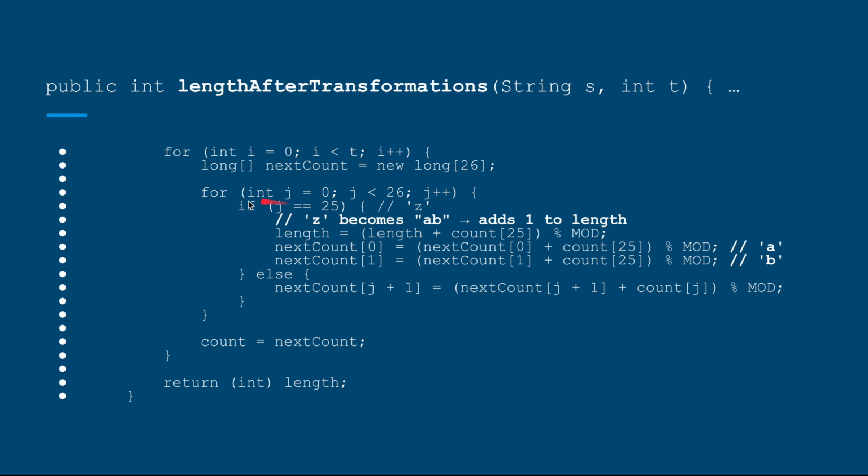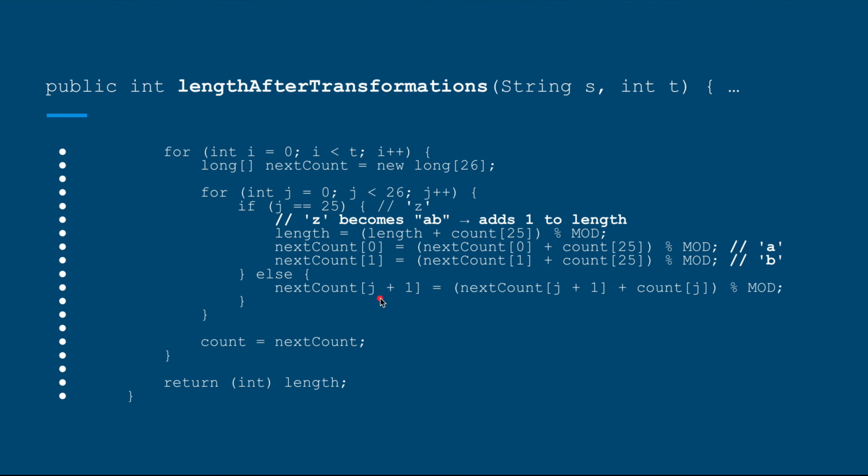And for that, we'll go through all the characters in the count. So let's suppose we have all the characters, we'll check if the character index is equal to 25, right? If it is 25, we'll increase the length by 1. So if it is g, g becomes ab, we are adding one more length, right? How? Length plus count 25, and we'll take the mod. You will have count 0 and count 1 for a and b, right? Because we are increasing its count, the frequency we are increasing. Okay, so we will have the next count.